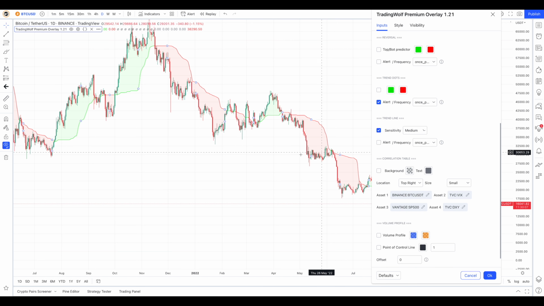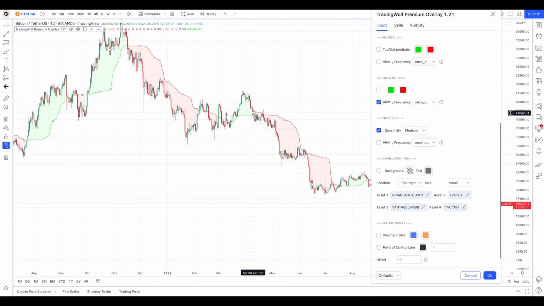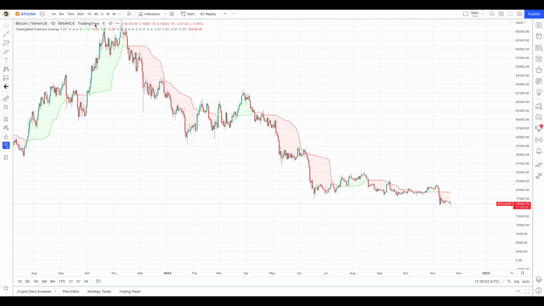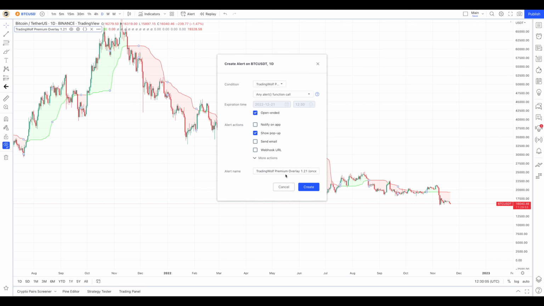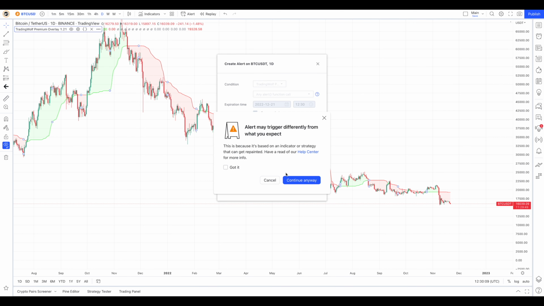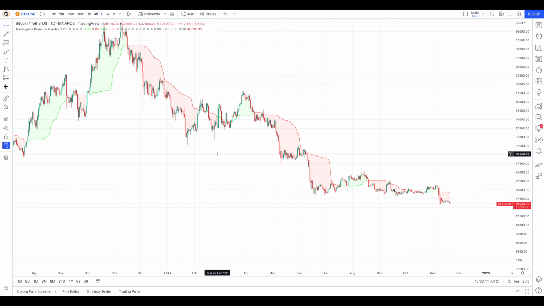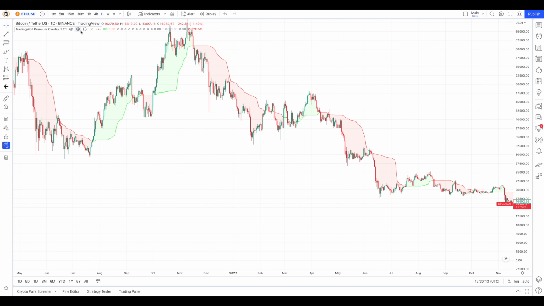But I'll just show you how to create an alert. The alert will trigger once we switch from green to red or red to green. So toggle this on, make sure your everyone's are turned off. Once per bar close we recommend for this one. Trend line change, continue anyway. And that's the alert created.